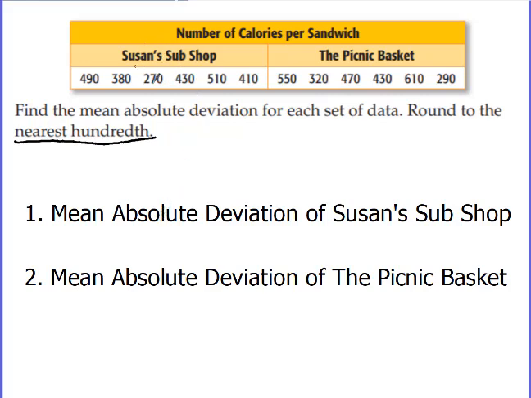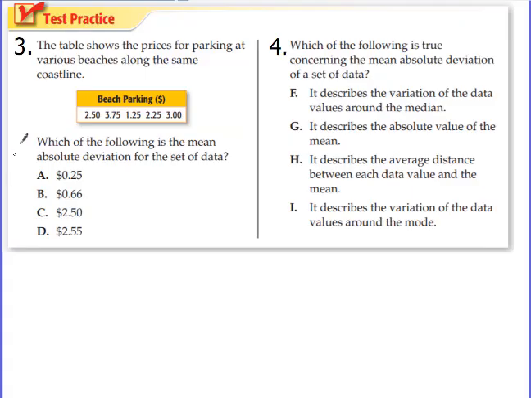So on the first question, you're going to find the mean absolute deviation of Susan's sub shop, and on the second question, the picnic basket. And then you're going to put that number in, rounded to the nearest hundredth, into the form. And then we just have 2 multiple choice questions. Number 3 is find the mean absolute deviation of this data set. And then number 4, tell me what mean absolute deviation is all about. So that's mean absolute deviation. So until next time, this is part number 7.